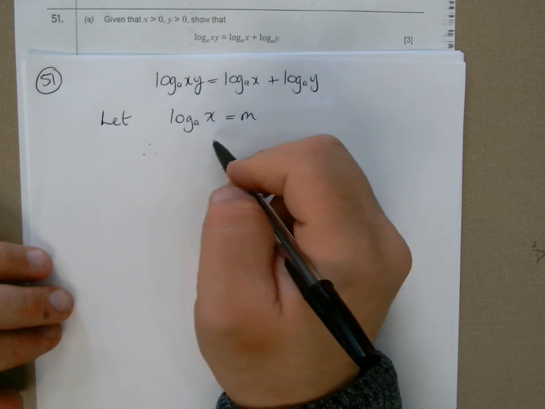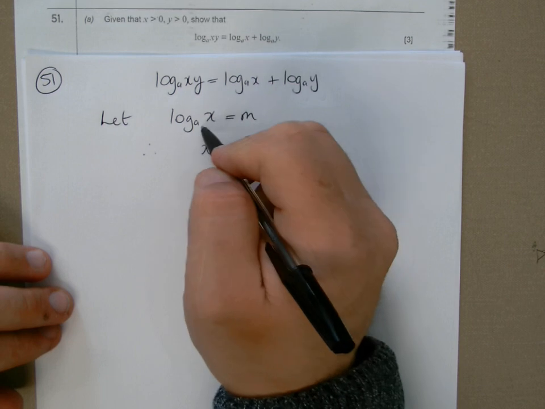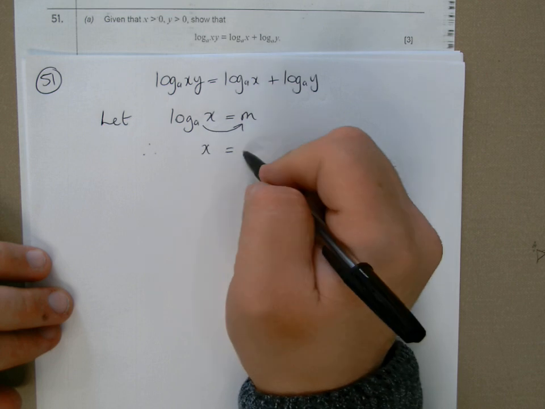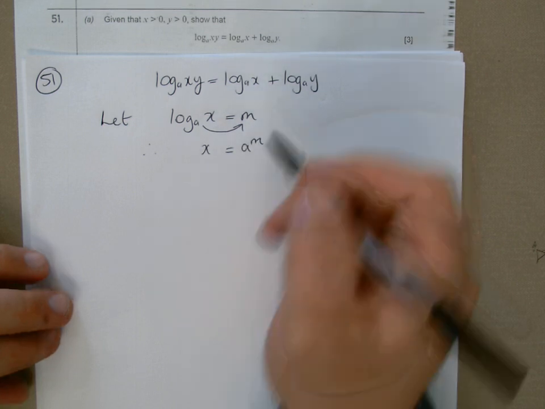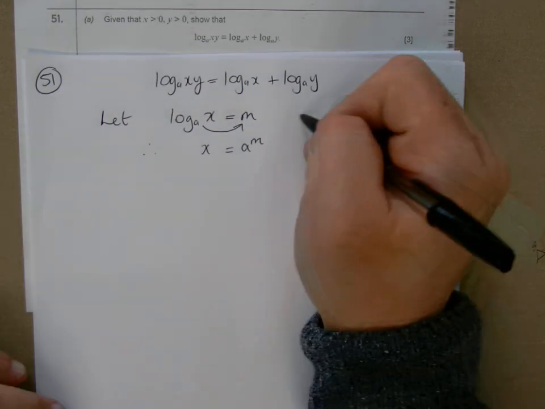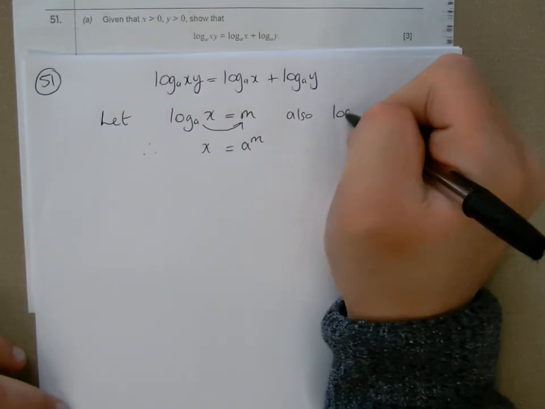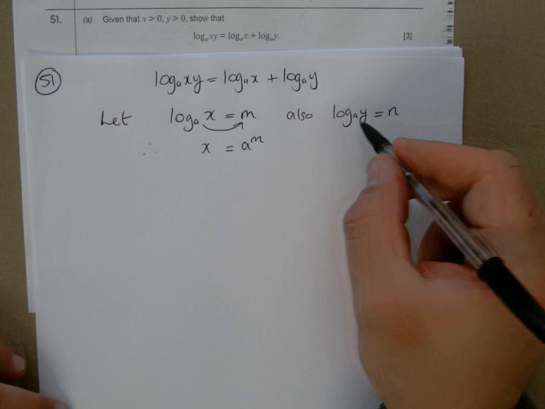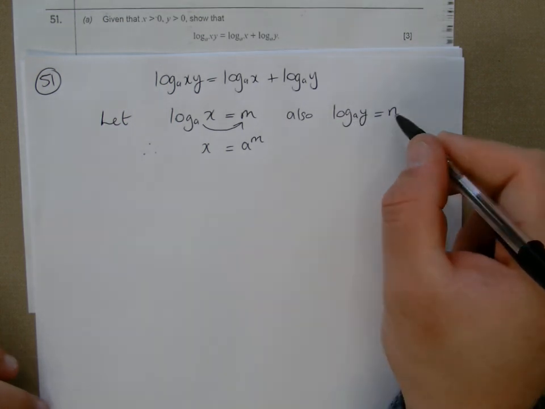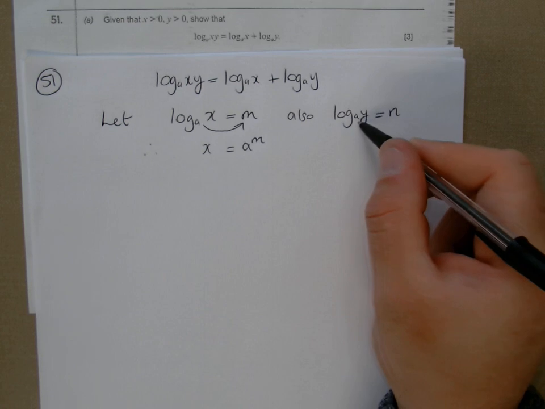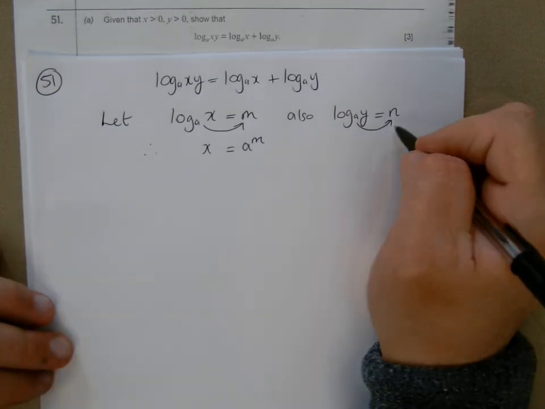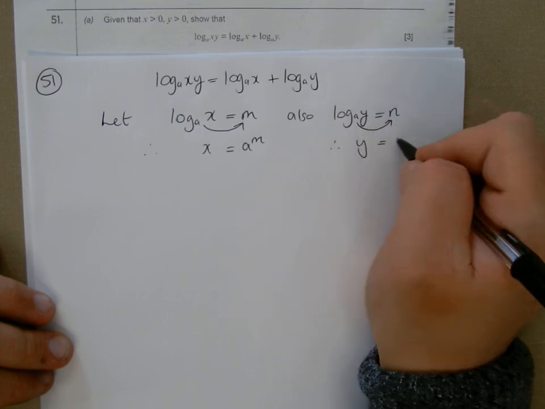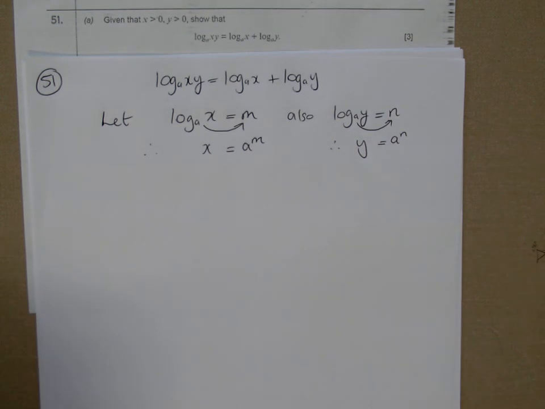What we can do then is get rid of the logarithm, rewrite this, and swing that base over the other side. So we get x equals a to the power m. And the same with the other logarithm, log to the base a of y. We let that equal to, say, n. Same situation here. Remember, a logarithm is equal to a power. So n is the power, where a is the base. So I'll swing the base over to the other side, it gets rid of the logarithm, and I have y equals a to the power n.